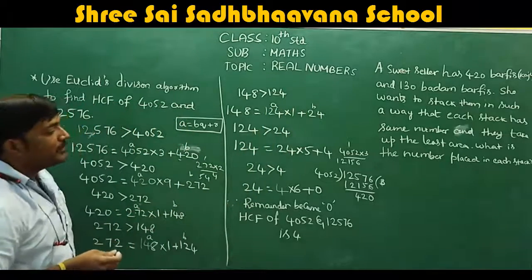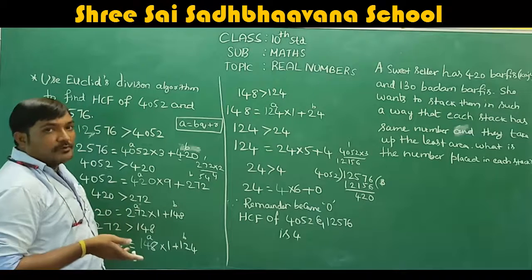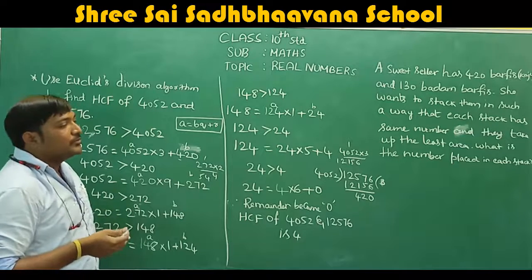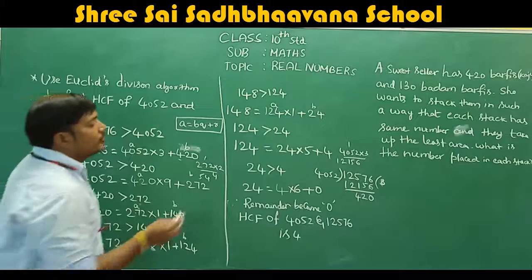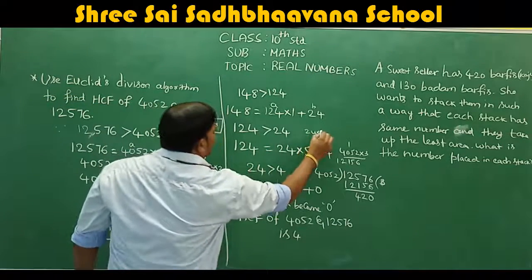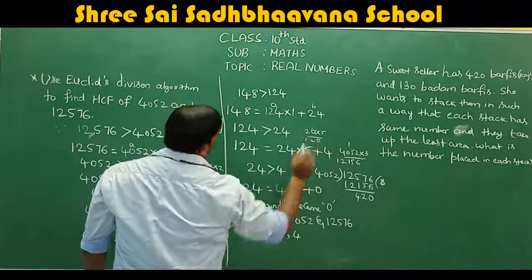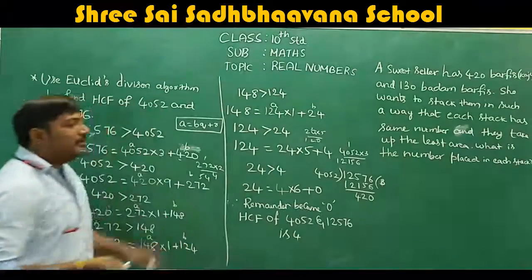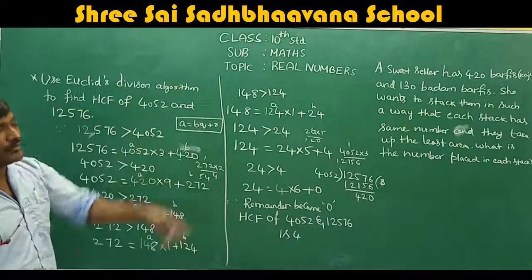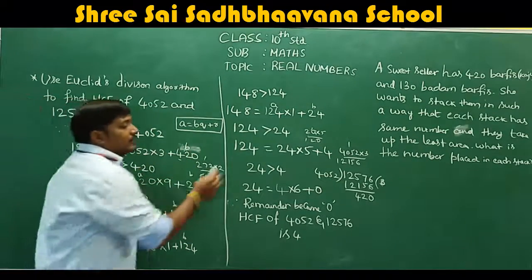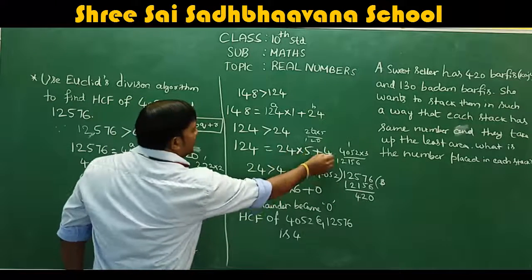So 124 can be written as 24 into 5. How much is 24 into 5? 5 4s are 20, so 24 5s are 120. Correct? So 120 and 4 will be the remainder. That is the reason 24 into 5 plus 4.